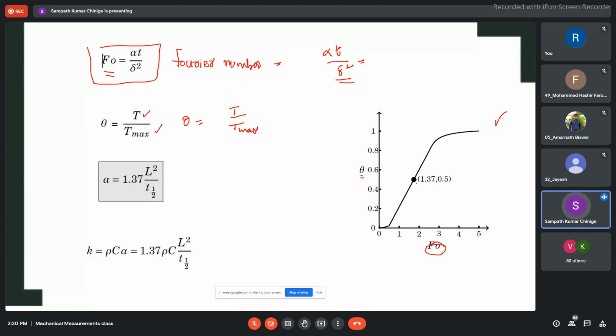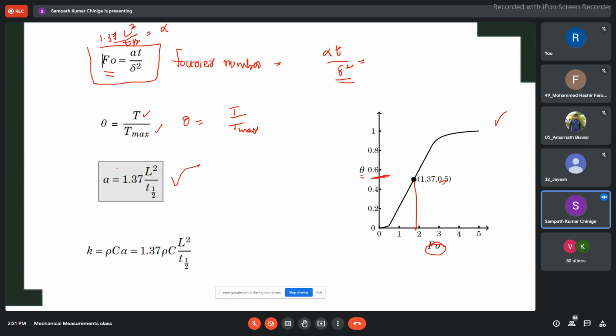So let us see here, the non-dimensional half temperature of 0.5 you have attained at a Fourier number, non-dimensional time, of 1.37. It's not in seconds, 1.37. So if at all you want to write it, this is 1.37 for example, and delta square is basically your L square, thickness, divided by t half. So for attaining the half temperature, whatever time you are getting is t half. So which is defined as alpha. For our simplicity, we have written like this.